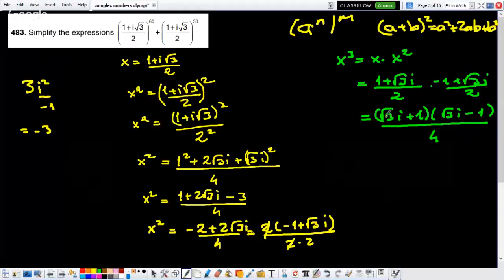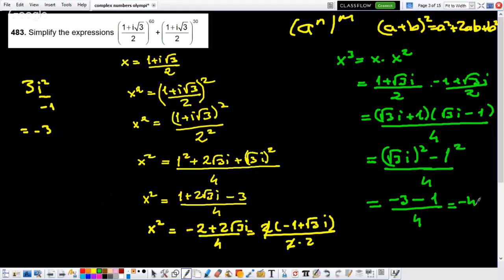You know that one? And when we have a plus b times a minus b, this is equal to a squared minus b squared. So this is root 3i squared minus 1 squared all over 4. And you know that root 3i squared is equal to minus 3, so minus 3 minus 1 all over 4. So it's equal to minus 4 over 4, which is equal to minus 1.